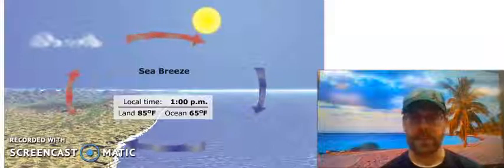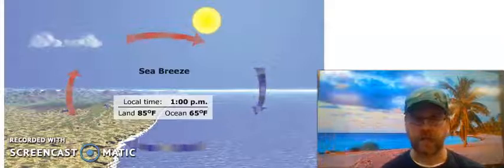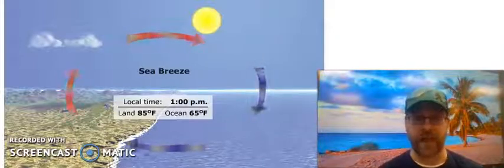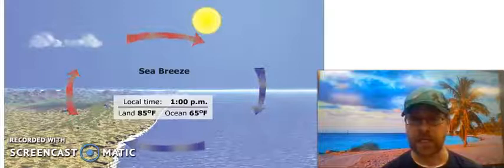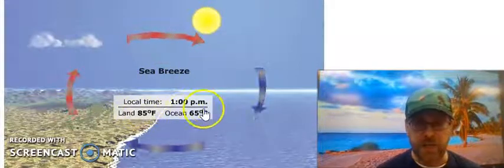All right, it's time to talk about sea breezes and land breezes, and I figured what a better way to do that than for me to head out here to the beach so that we can really get a good understanding of how that is. The first thing I need you to notice is it's daytime, and I need you to notice the temperature of the land versus the temperature of the ocean.